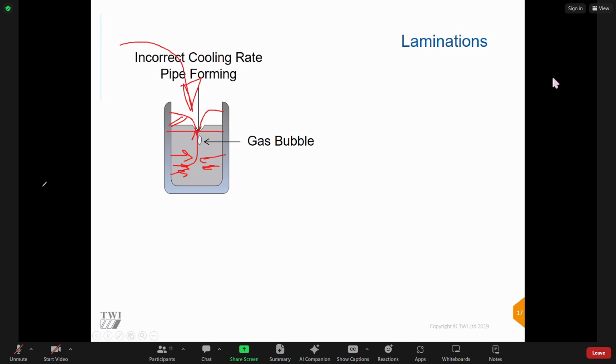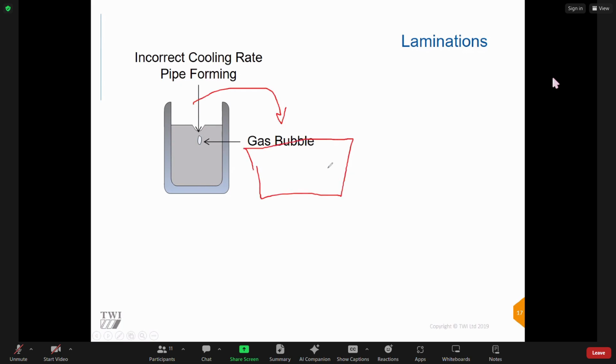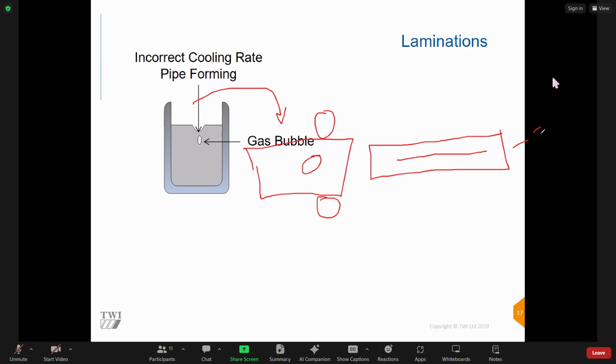But on occasion, and it is rare occasions, we can get a gas bubble trapped in the steel block. So the steel is then tipped out onto its side, with that gas bubble in there. The steel is then rolled out, and it becomes progressively thinner until we get our desired thickness of material. That gas bubble becomes elongated and flattened, and that's our lamination. So a lamination is a planar defect. It's two-dimensional.